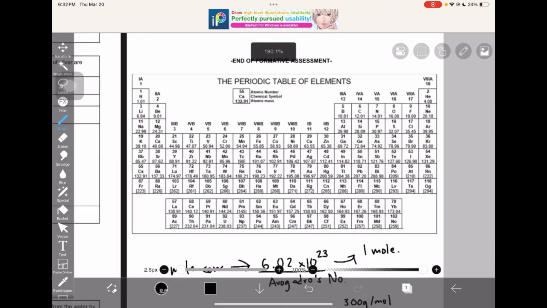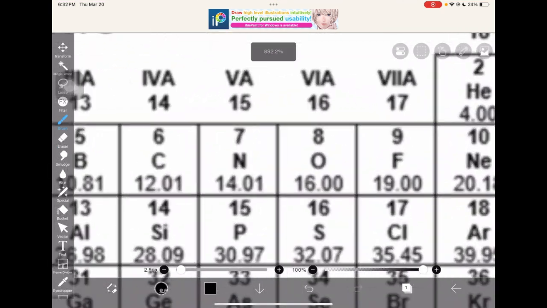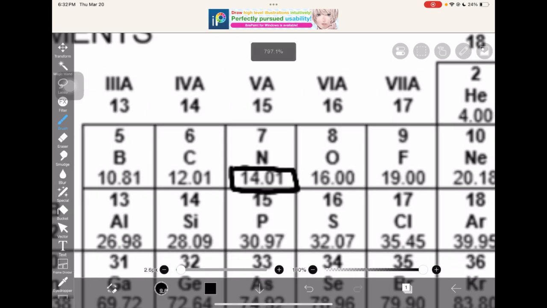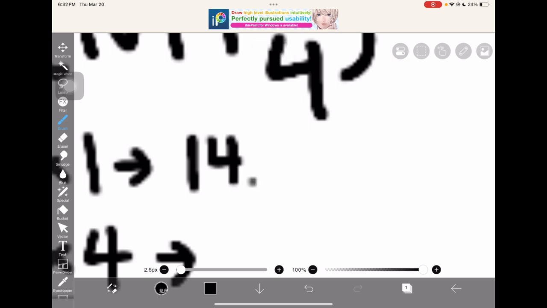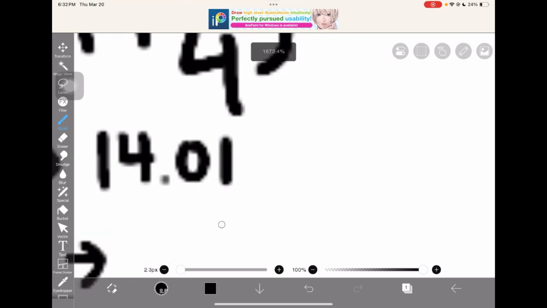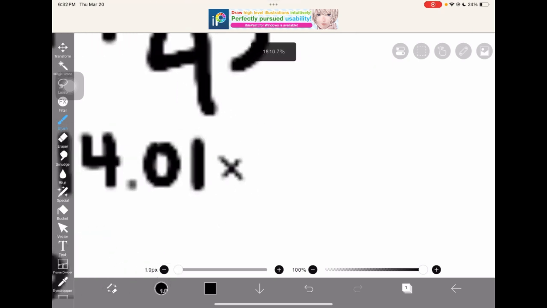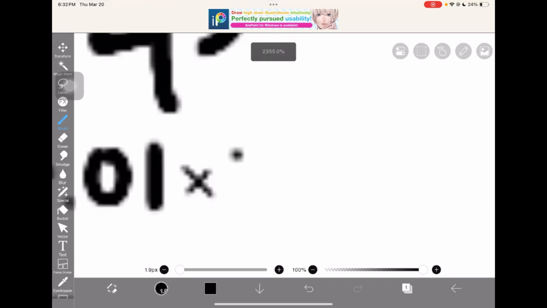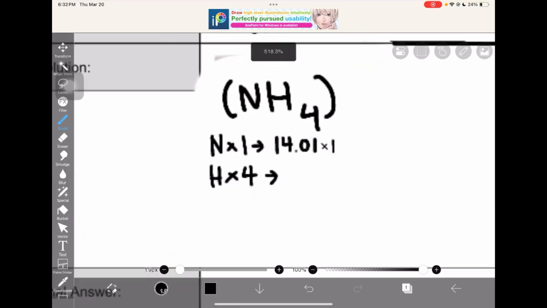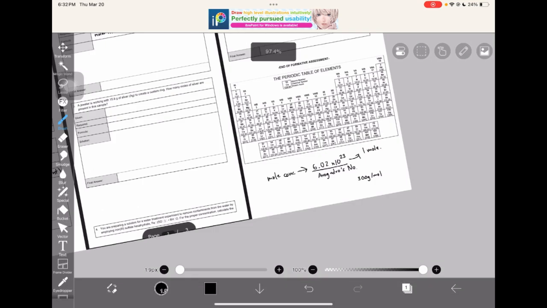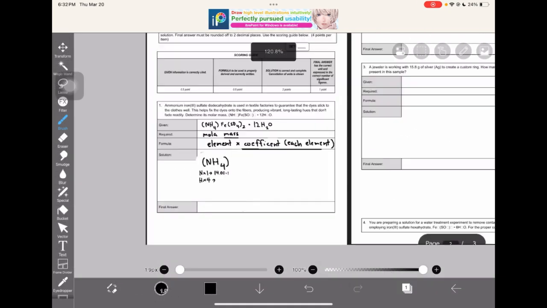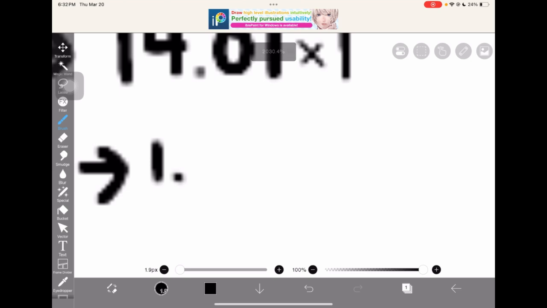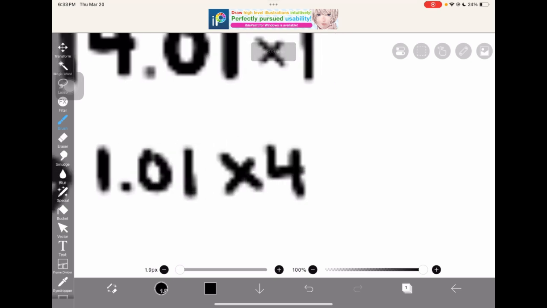So we go over here and we want to find nitrogen, which has a value of 14.01. We copy that over here, 14.01, and we times that by how many? We don't have a coefficient, so just 1. Meanwhile, we do the same for hydrogen. So let's go back here. We have hydrogen over here, 1.01. So that's going to be 1.01 times 4.